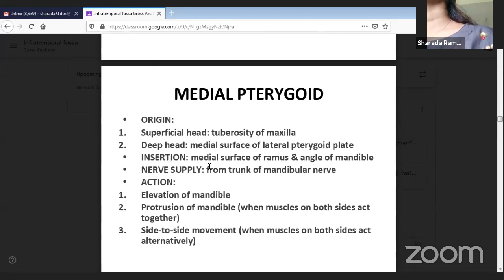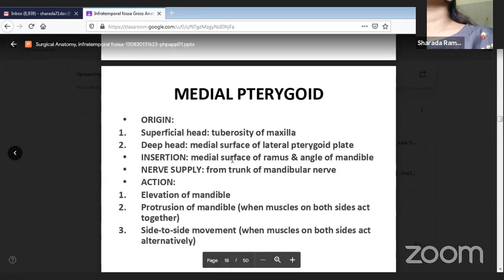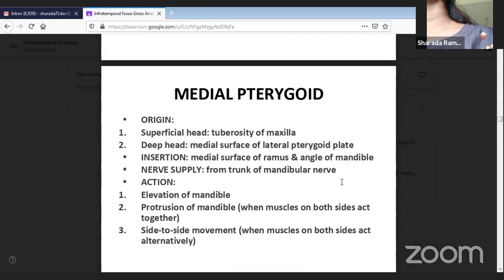It is going to insert into the medial surface of the ramus of the angle of the mandible. It is from inside and it has got a triangle shape. So that is how it is inserted. Of course, the nerve supply is from the mandibular nerve.